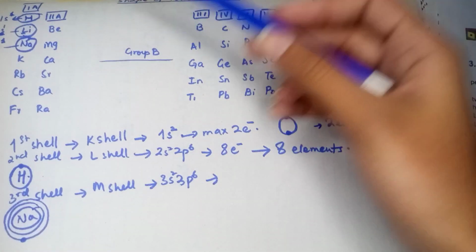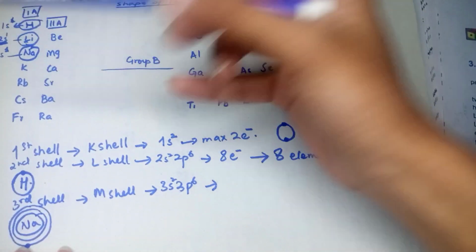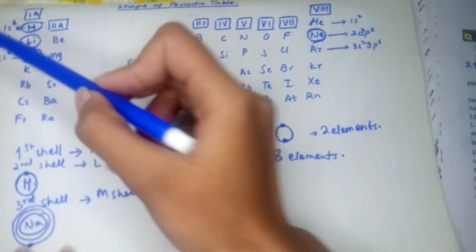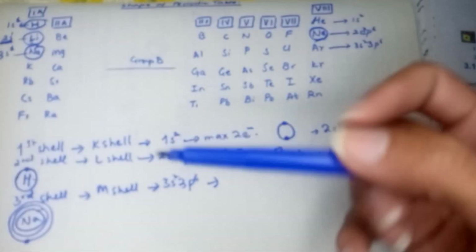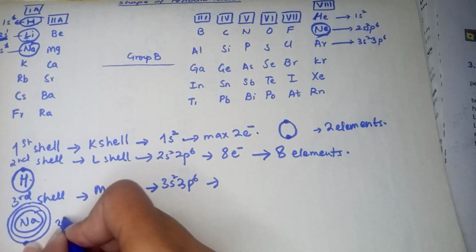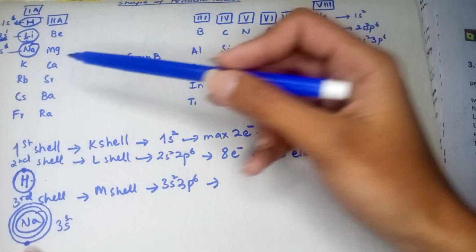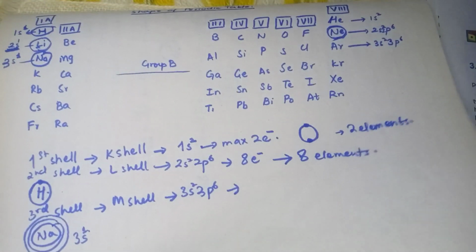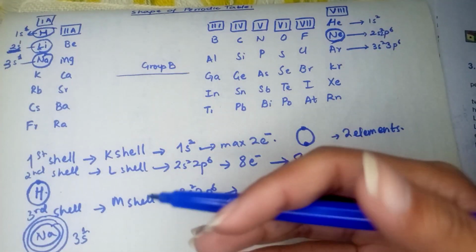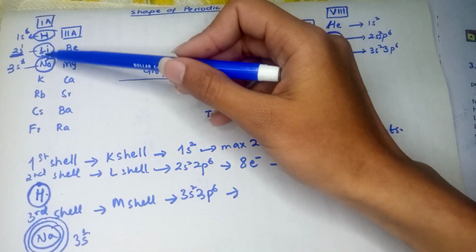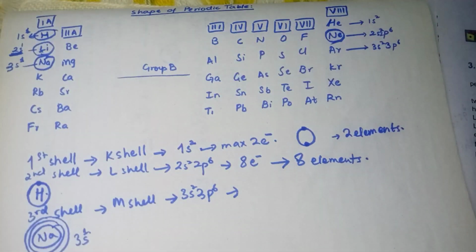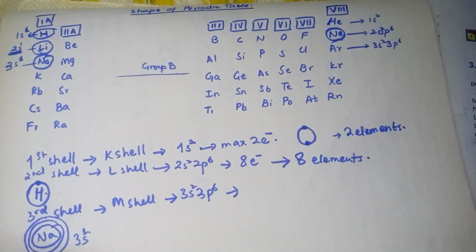And then, as you know, lithium has the configuration 2s1. Sodium has the configuration 3s1. That is why sodium is placed beneath lithium. As you know, the shell number is increased, so sodium is placed beneath it. Similarly, magnesium has the configuration 3s2.